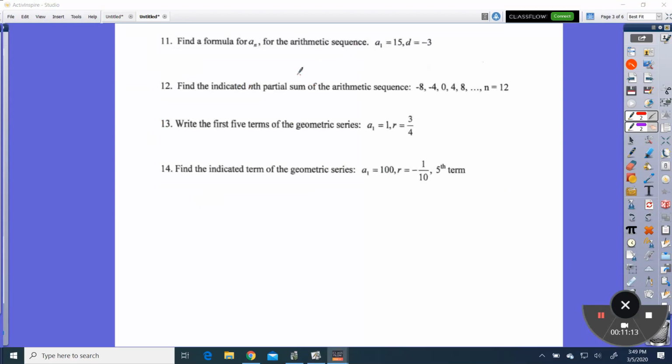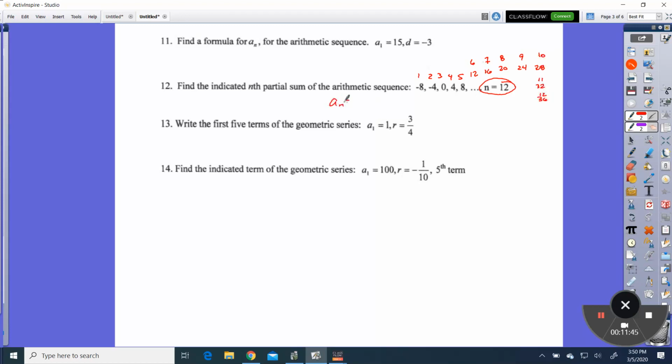So I've already done number 11. So now let's look at number 12. Find the indicated nth partial sum of the arithmetic sequence. This 12 means we're going out to 12 terms. So here's my first, second, third, fourth, fifth. You can keep counting if you want. 12, that would be my sixth term. Add 4 more is 16. That's my seventh term. 20, that's my eighth term. 24 is my next term. 28, that's 10. 32 is 11. 36 is 12. There's my 12th term.